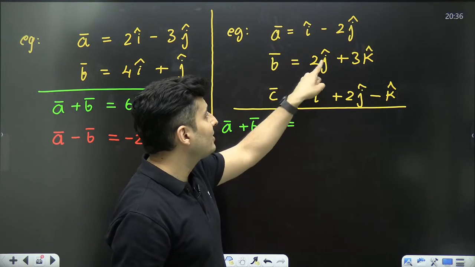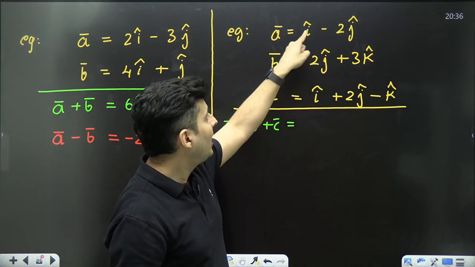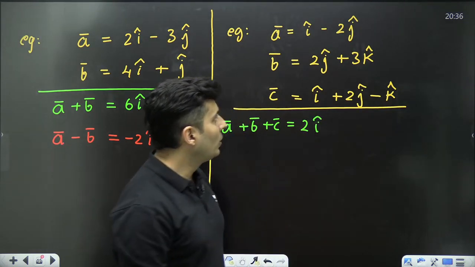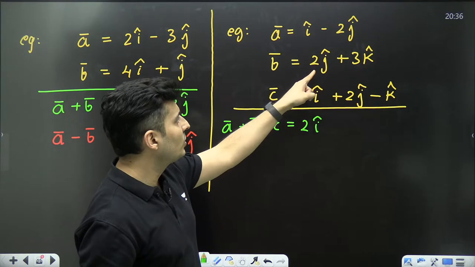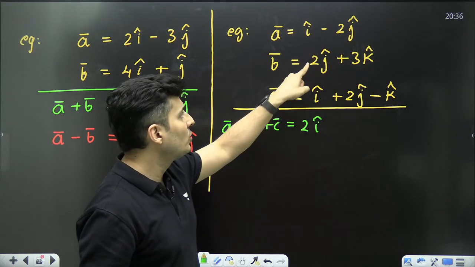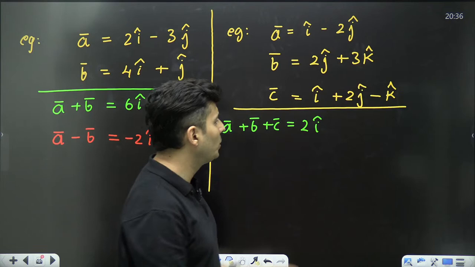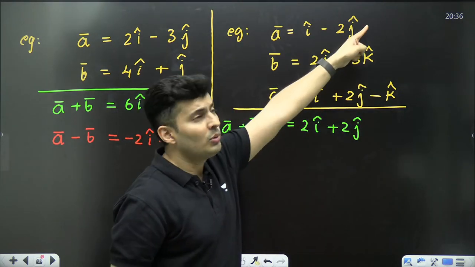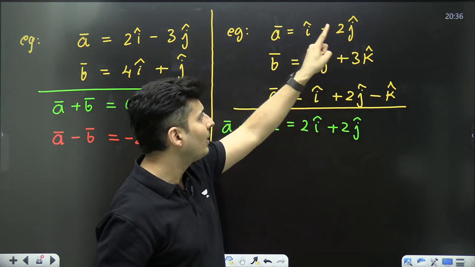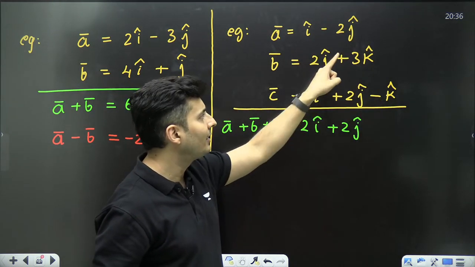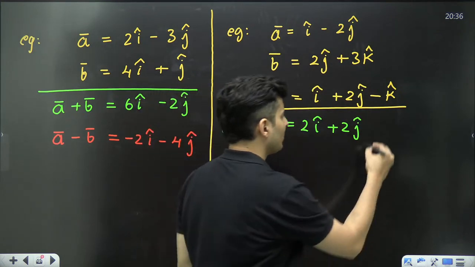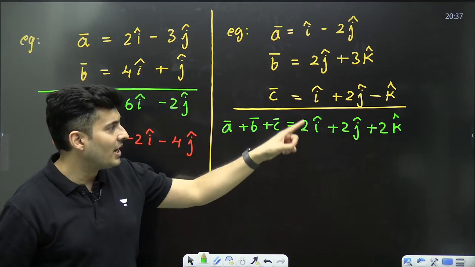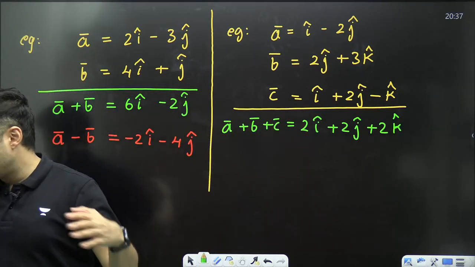i's add with i. This is not i, this is j. i plus i will be 2i. Very good. Minus 2j plus 2j plus 2j: minus 2 and 2 cancel, only one 2 remaining, so plus 2j cap. Correct? 3k cap, no k cap, minus 1 k cap. 3 minus 1 is 2, so this will be just 2k cap. Let's see how many of you got it: 2i, 2j, 2k.